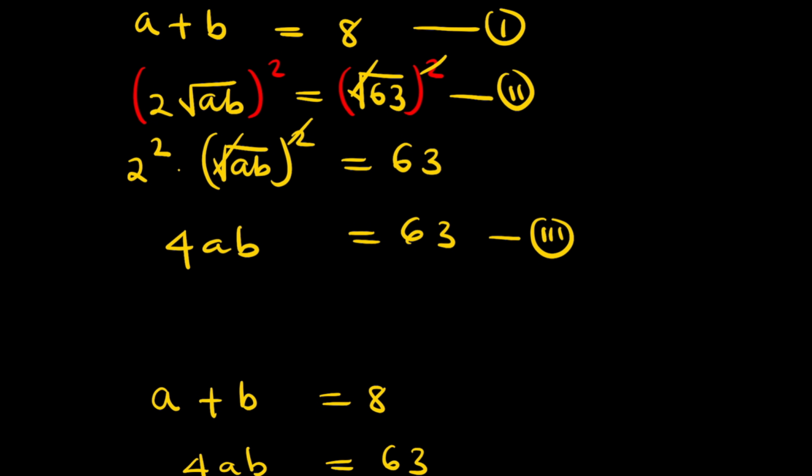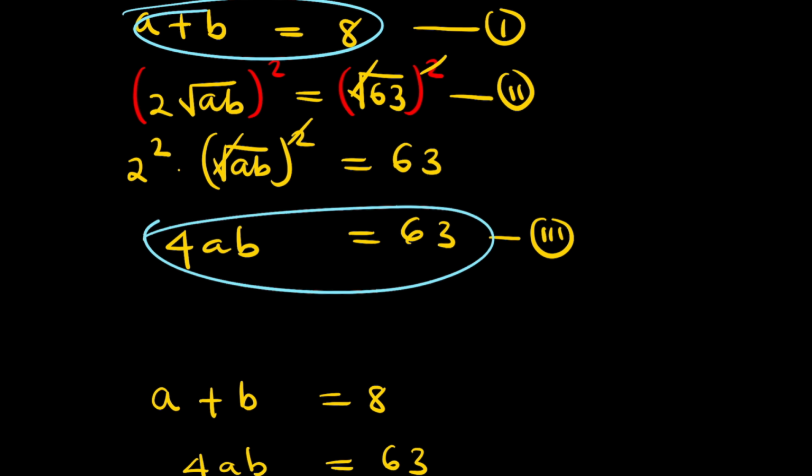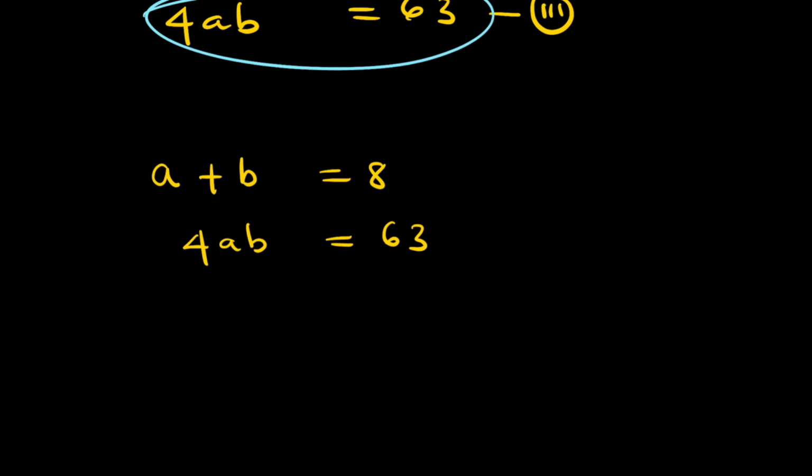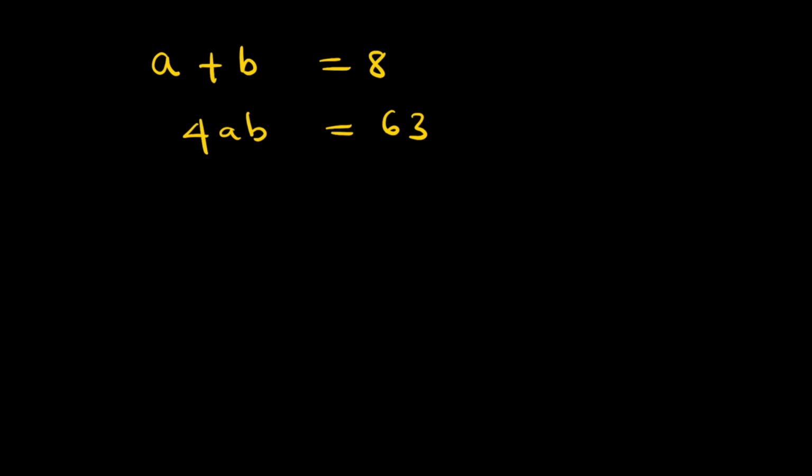I'm going to write equation 1 and equation 2 beside each other, so we have a clear picture of what we are dealing with. The first one is A plus B is equal to 8. And the second one is 4AB is equal to 63. Just to confirm, A plus B is 8, and then 4AB is 63. That checks out. So we have two simultaneous equations and we want to solve for A and B.